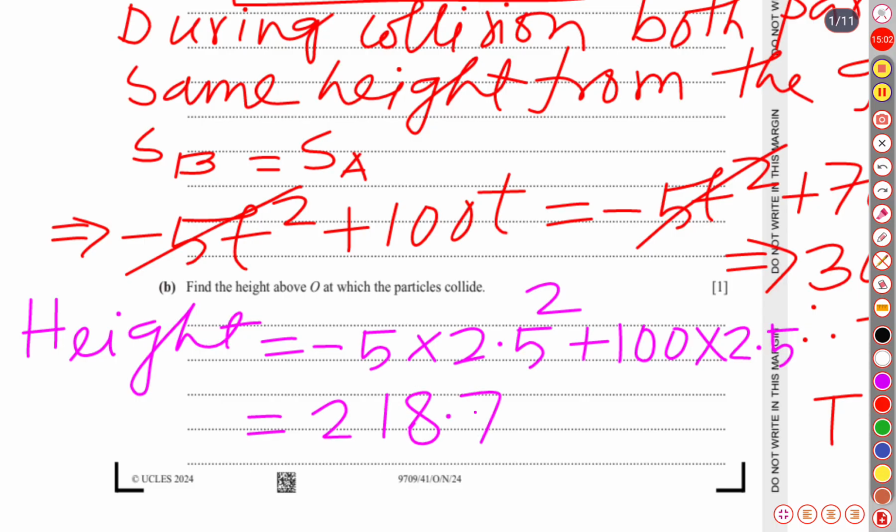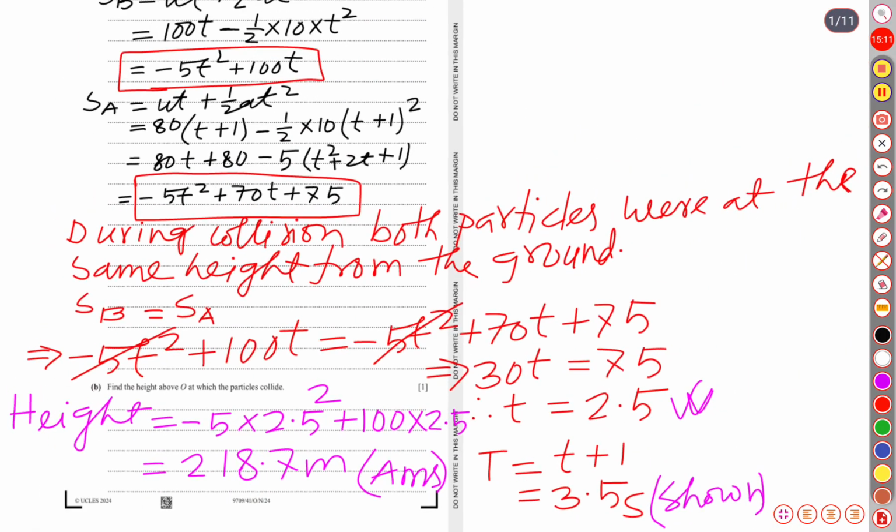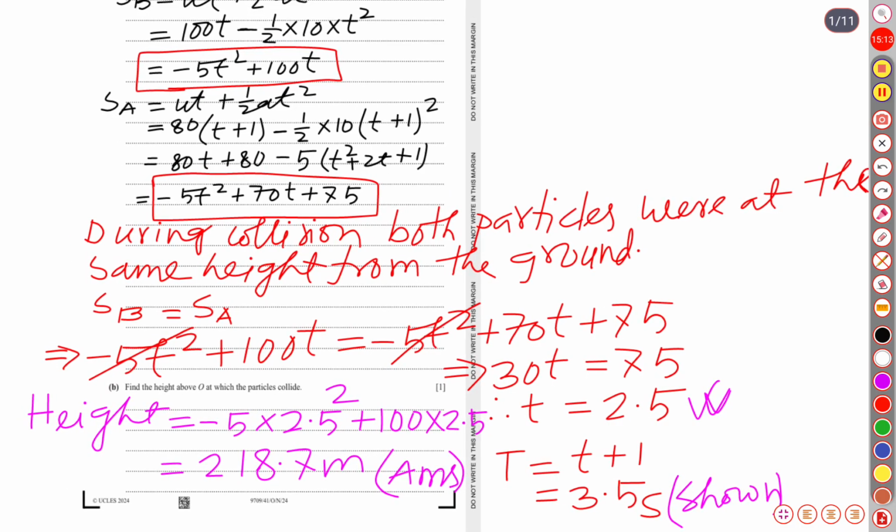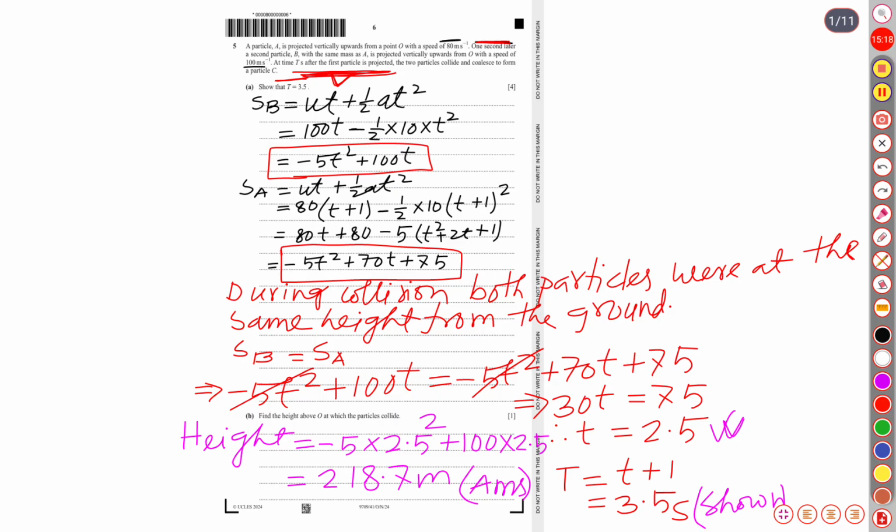218.75 meters, 75 meters. So this is the height at which the particles collided with each other. So that's all about the solution to these two parts of this question. Then let's move on. Don't get confused.